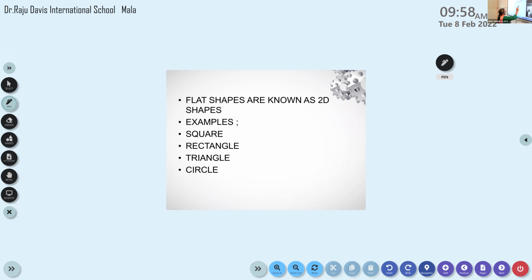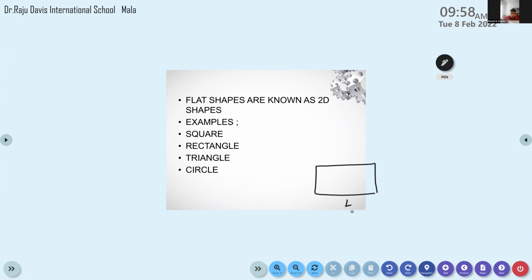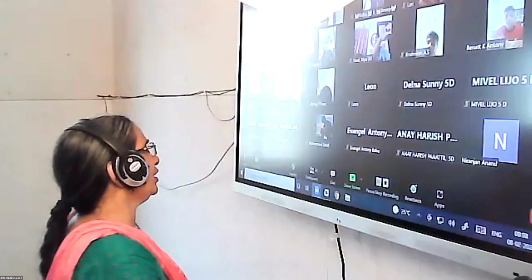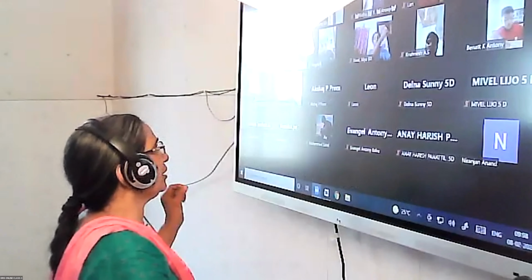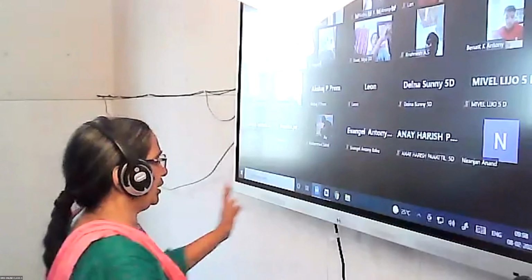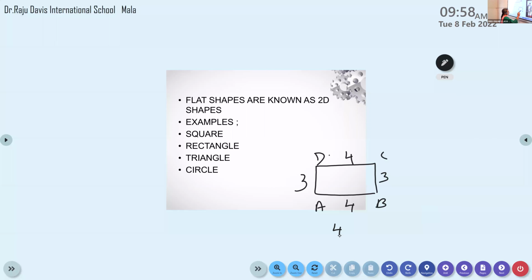Now listen carefully. If you want to find the perimeter, first you are going to study what is meant by perimeter and how will you find the perimeter. Then if you want to find out, 4 centimeter here is the distance. 4 plus 3 plus 4 plus 3. How much? 7. 7 plus 4 is 11, plus 3 is 14 centimeter is the perimeter.